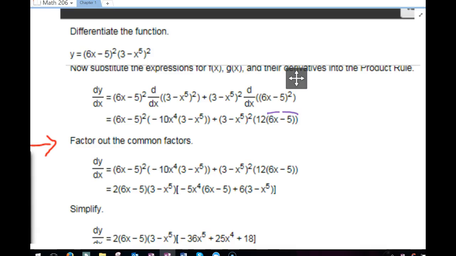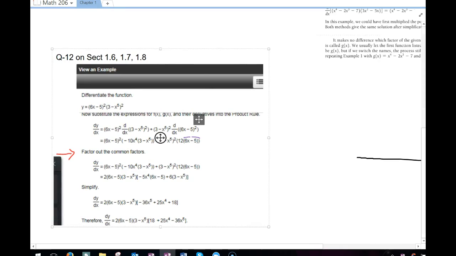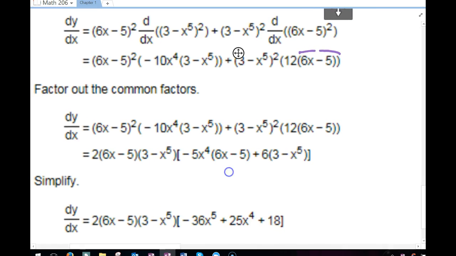The purpose of this video is to talk about question 12 on the homework 1.6, 1.7, and 1.8, and we want to look at how they end up factoring out these common factors. So they use the product rule. They took the derivative of the second function, hold the first, plus the derivative of the first, hold the second.